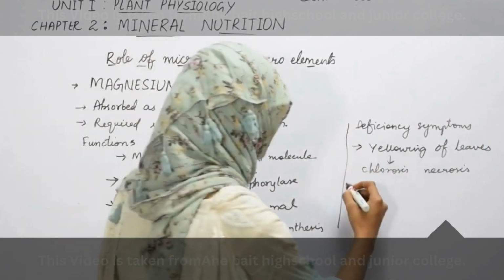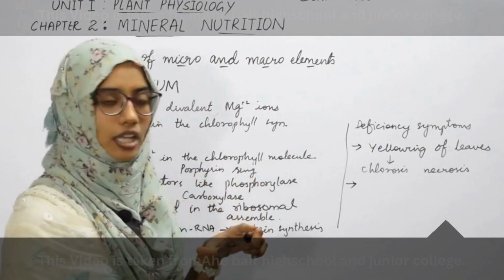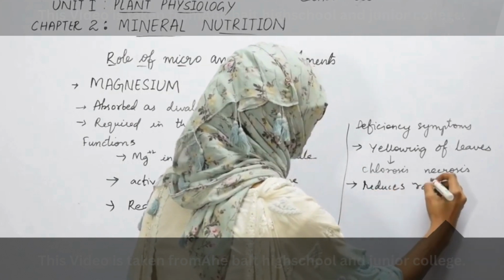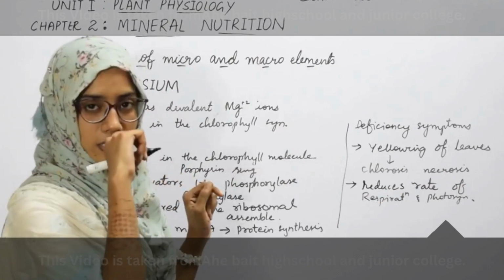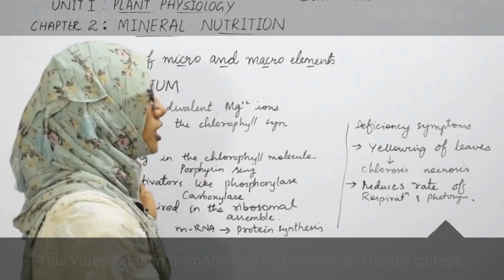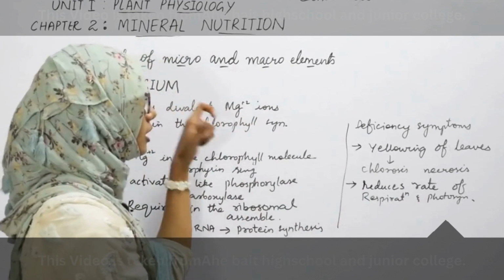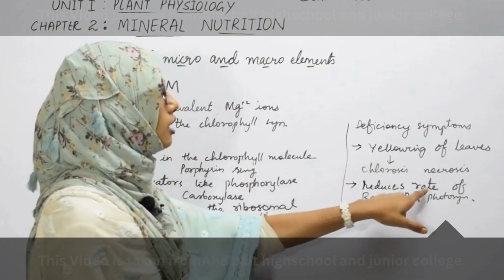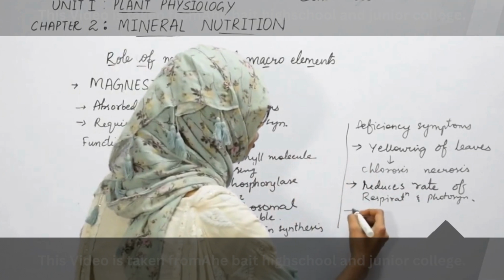of magnesium ion. The next deficiency symptom which can be seen due to a lesser amount of magnesium is that it reduces the rate of respiration and photosynthesis. While learning the functions, I explained that it helps in activating certain enzymes which are responsible for carrying out processes like respiration and photosynthesis. Due to the deficiency of magnesium ions, the rate of respiration and also the rate of photosynthesis will get lowered.